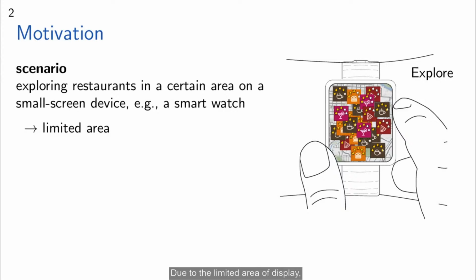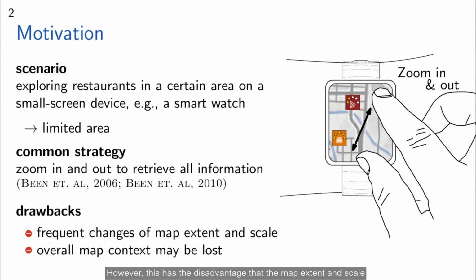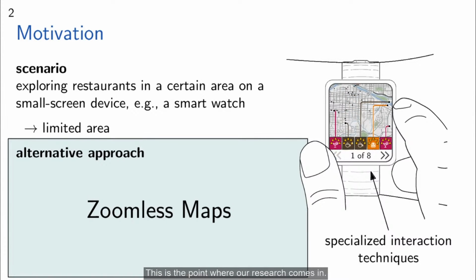Due to the limited area of display, it can easily happen that the map is cluttered with results and individual labels are not sufficiently visible. A common approach to overcome this problem is to zoom in and out to retrieve all queried information. However, this has the disadvantage that the map extent and scale are changed frequently and the overall map context may be lost. This is the point where our research comes in.